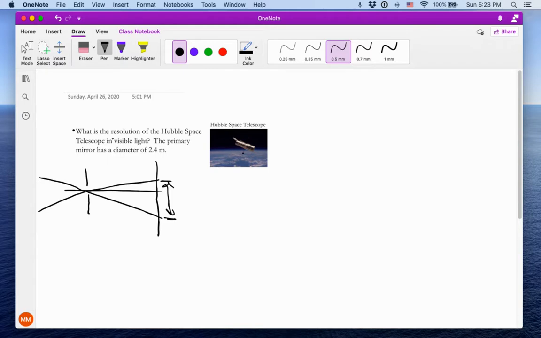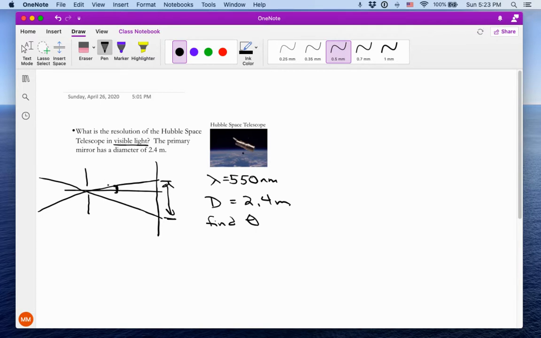Looking here, the visible light is an important thing. That tells us that lambda is equal to, let's say, 550 nanometers. That's like in the green. Our diameter is D, and that's equal to 2.4 meters. And we're trying to find our theta, this theta here.